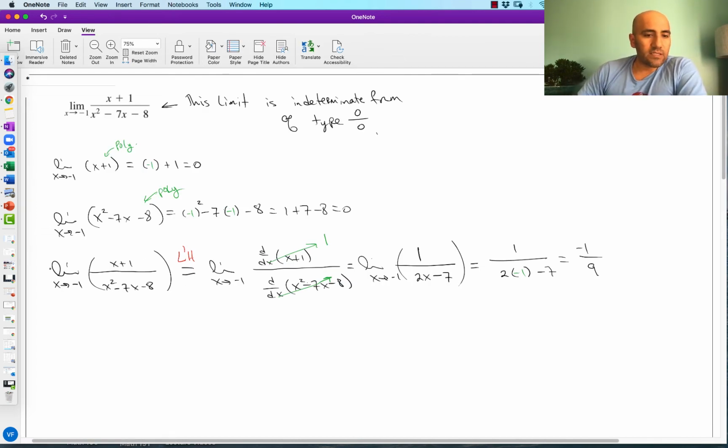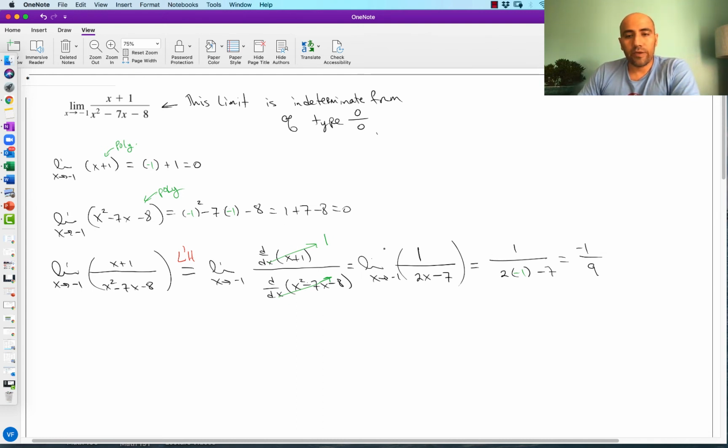Okay, so this is the limit we were interested in. On initial inspection, we see that the limit of the numerator is 0. The limit of the denominator is also 0, so we have an indeterminate form of type 0 over 0. And so L'Hopital tells us that in order to find this limit, it's equivalent to taking the limit of the ratio of the derivative of the numerator and the derivative of the denominator. Not the quotient rule, just taking derivatives separately, if it exists.